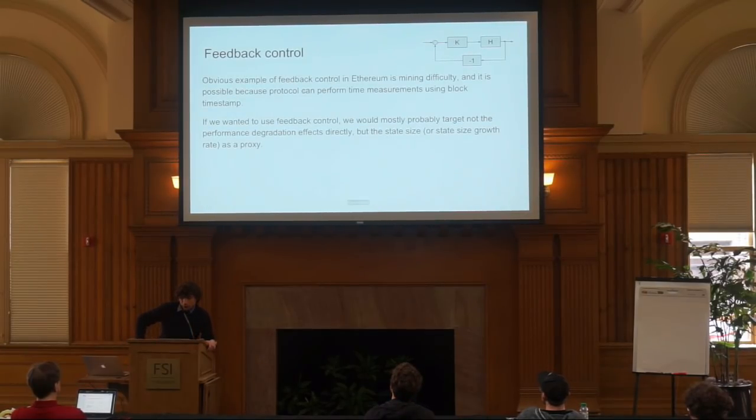So here there's a choice. In any proposal, we can either try to do the feedback control, or we can try to do the feed-forward control. If we want to do the feedback control, then we need to have a state size observable within the protocol, and then somehow change the parameters to make sure that we are within the bounds. And if we want to use a feed-forward control, we're just using some sort of benchmarking.